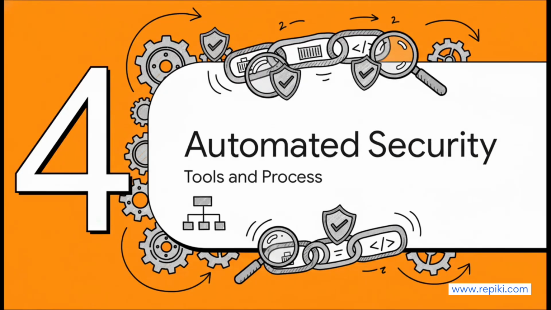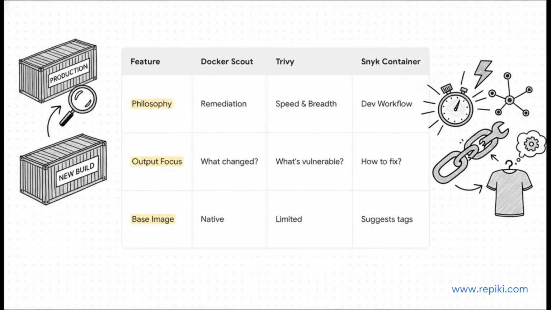Okay, so picking a great base image is a huge first step, but it's just that, a first step. It's not a one-and-done thing. You need to have an automated guardian, always watching. So let's talk about tools and process. When it comes to scanning for vulnerabilities, not all tools are created equal. They actually have different philosophies. You've got Docker Scout, which is awesome for comparing what's changed between your new build and what's in production. Then there's Trivy, which is all about pure speed in your CI/CD pipeline. And Snyk is really focused on the developer, right? It tries to help you fix things, suggesting better base images, and even making pull requests for you. Different tools for different jobs.